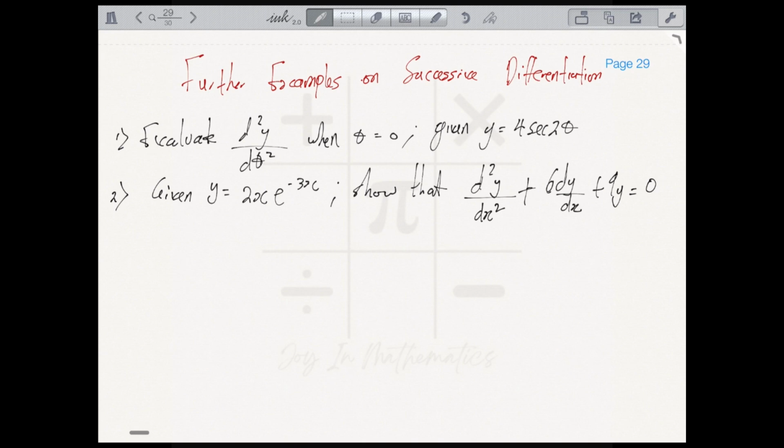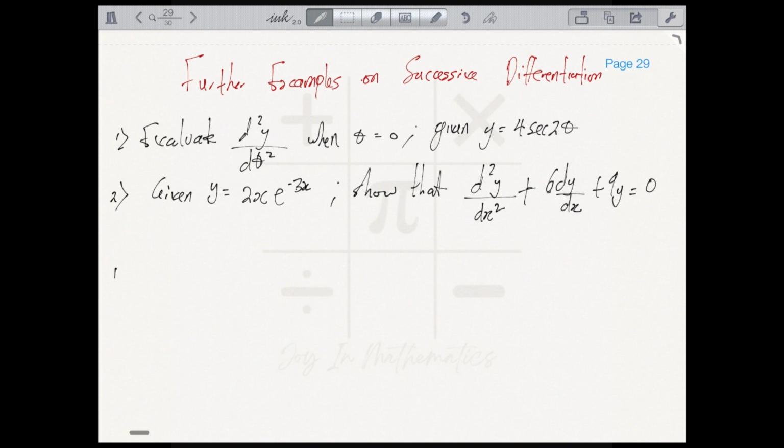Let's solve two more problems on successive differentiation. The first says evaluate d squared y d theta squared when theta is equal to 0, given y is equal to 4 sec 2 theta. And given y is equal to 2x e to the power minus 3x, we should show that d squared y dx squared plus 6 dy dx plus 9y is equal to 0.